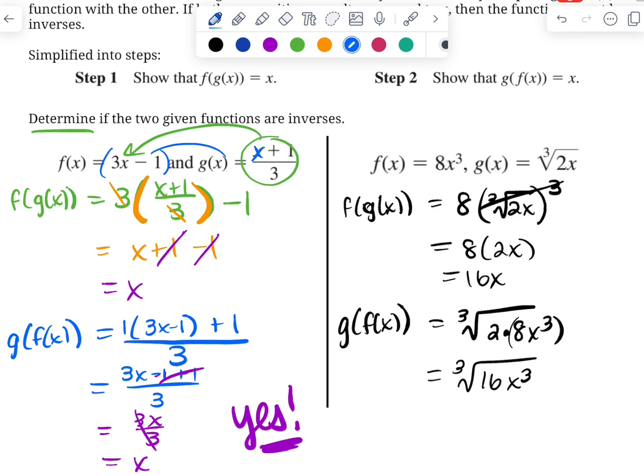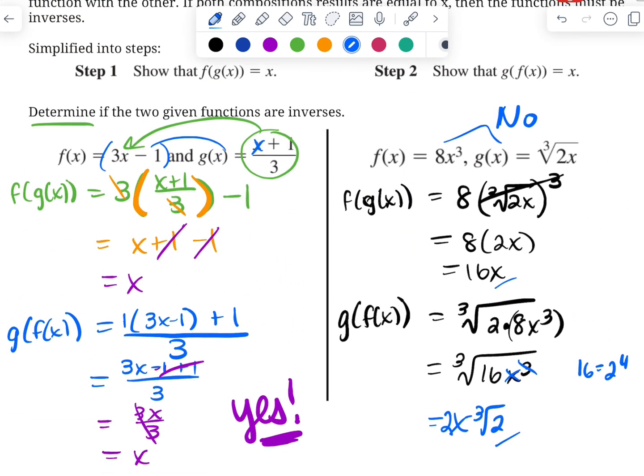All right, well, the cube root of the x cubed part, that's just going to be x. But the cube root of 16 is 2 cube root 2, because 16 is 2 to the 4th. So like 3 of those 2's can come out of the root, but one of them needs to stay. So see how these are different? So the answer to are these two things inverses would be no. Definite no.